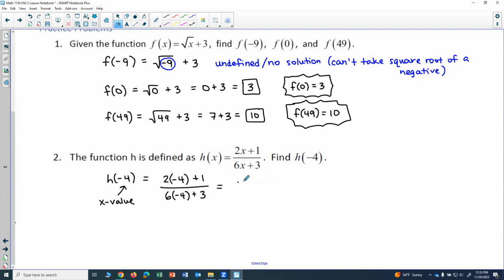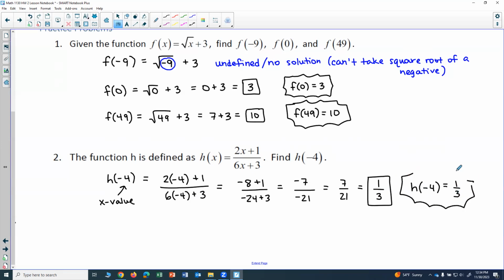So I'm going to have 2 times -4 is -8. I have a plus 1. In the denominator, I have 6 times -4 is -24. And I'm going to add 3 to that. So the numerator is -8 plus 1, which is -7. The denominator is -24 plus 3, which is -21. A negative over a negative equals a positive. So I get 7 over 21. And I always want to reduce my fraction if I can. 7 goes into itself 1 time. 7 goes into 21 3 times. So my final answer would be 1/3. And using the appropriate notation, I would have h of -4 equals 1/3.